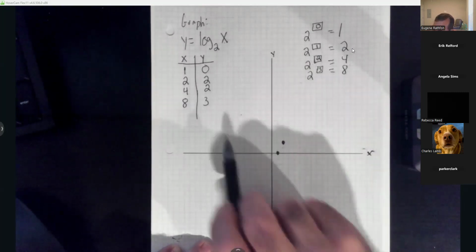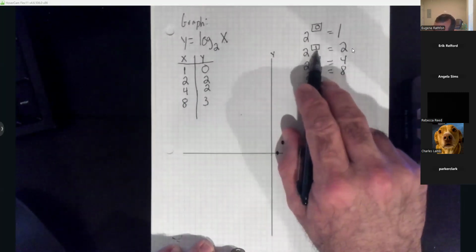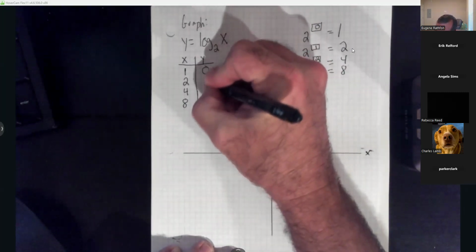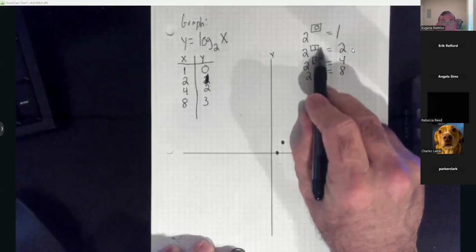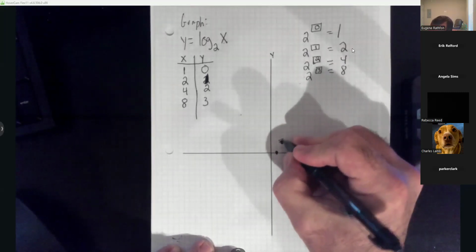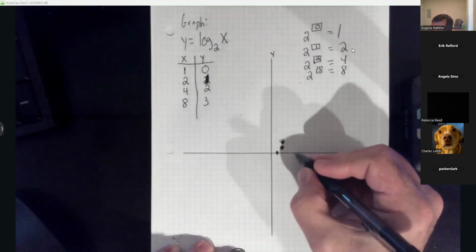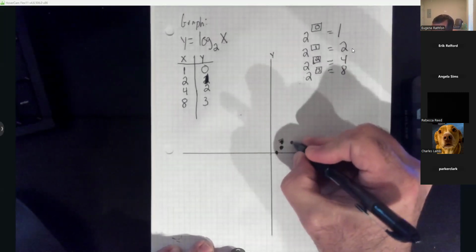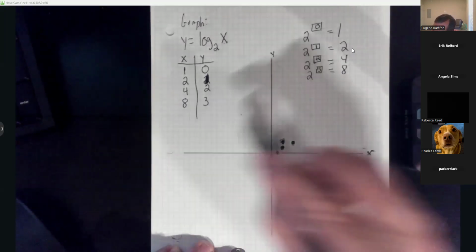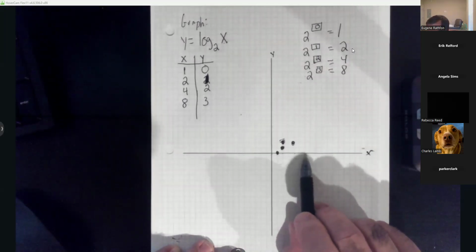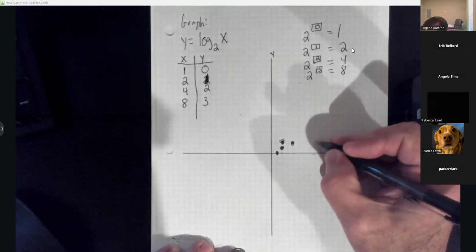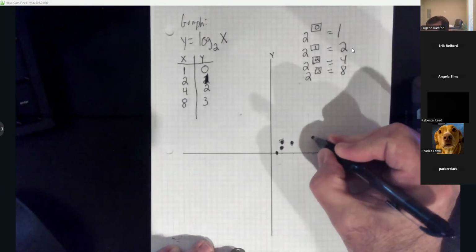Oh, y'all, I did one bad. That should have been a 1 right here, because remember, I put a 1 was my exponent. So scratch that point, and this would be (2, 1) right here. And then I would have (4, 2). And then (8, 3) would be over here: 5, 6, 7, 8, and up 3.